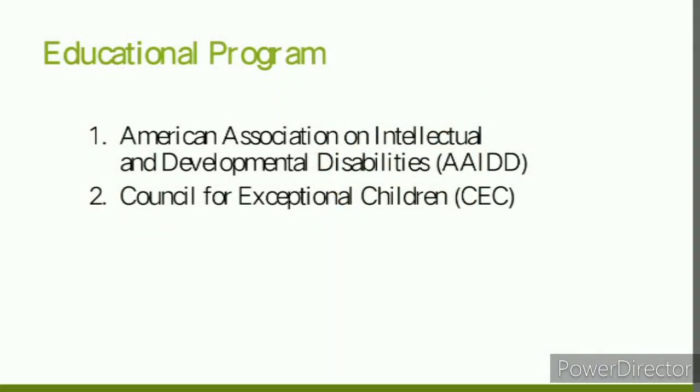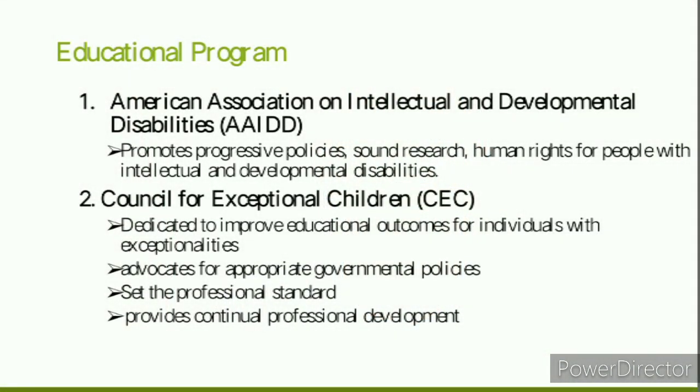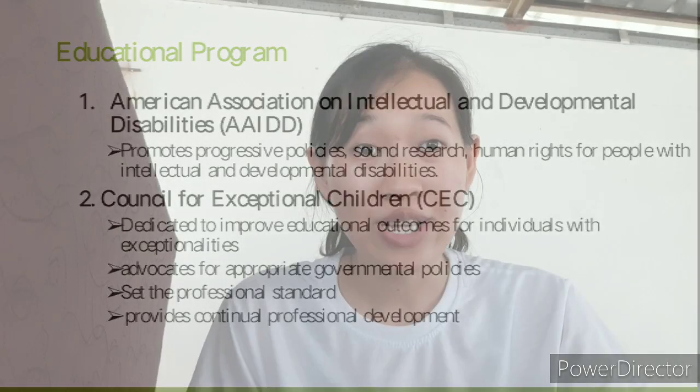There are a number of excellent organizations that help and support classroom instruction for children with severe and multiple disability. The American Association of Intellectual and Developmental Disability is one organization that promotes progressive policy, sound research, effective practices, and universal human rights for children with intellectual and developmental disability.